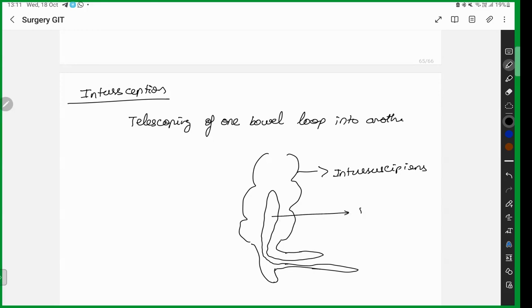Your small intestine, that is going to be your intussusceptum. So who is your intussusceptum? It is going to be your small intestine. Because of this, there is going to be a narrowing region. At this point, your neck is very narrow, that you need to understand.